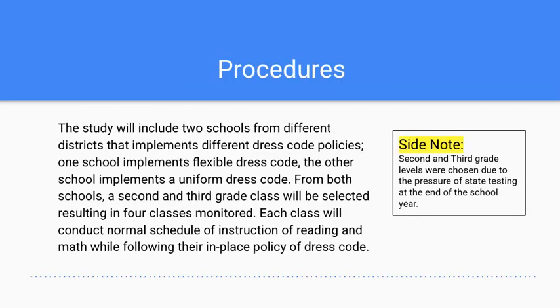Procedures. The study will include 2 schools from different districts that implement different dress code policies. One school implements flexible dress code. The other school implements a uniform dress code. From both schools, a second and third grade class will be selected, resulting in 4 classes monitored. Each class will conduct normal schedule of instruction of reading and math while following their in-place policy of dress code. The side note included states that second and third grade levels were chosen due to the pressure of state testing at the end of the school year.